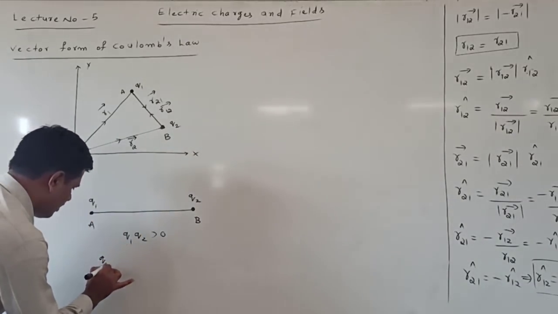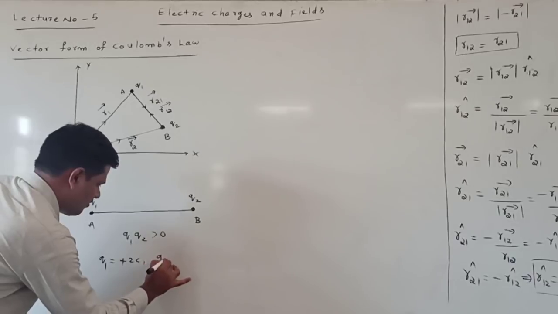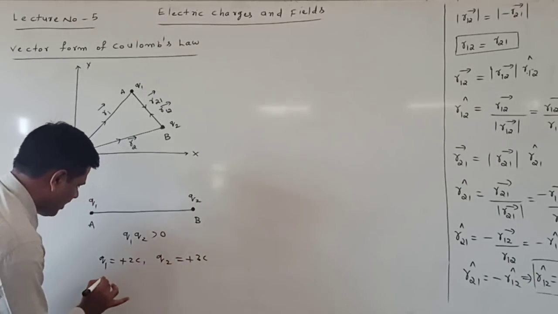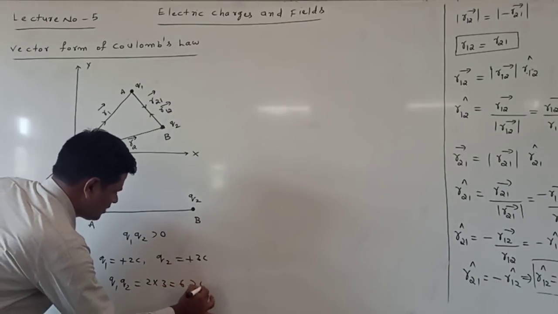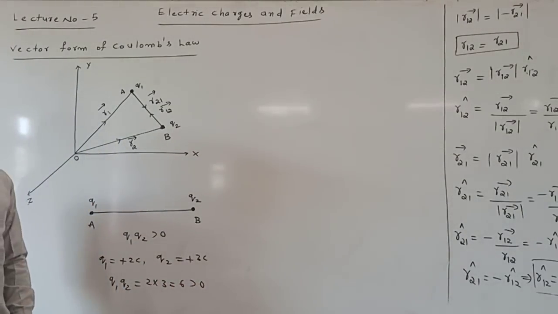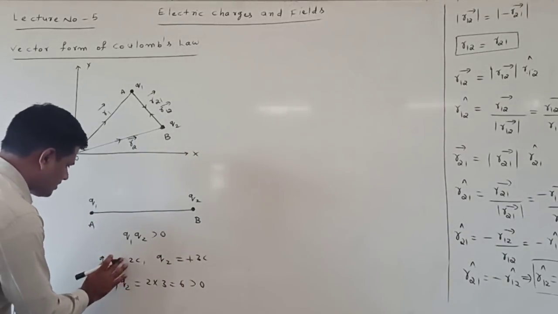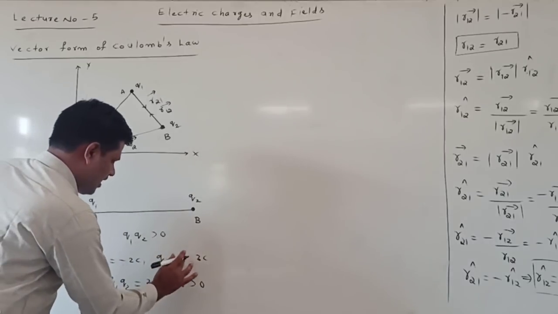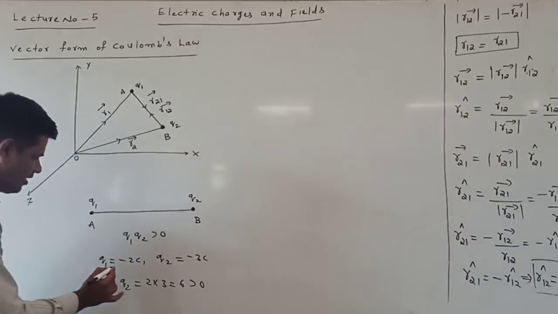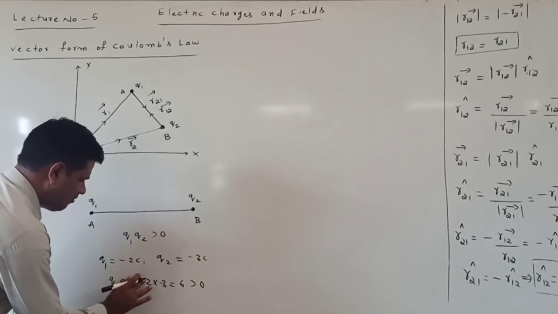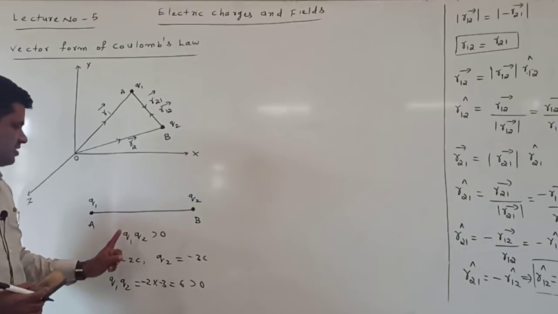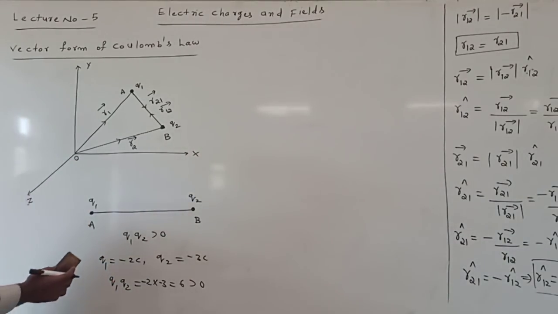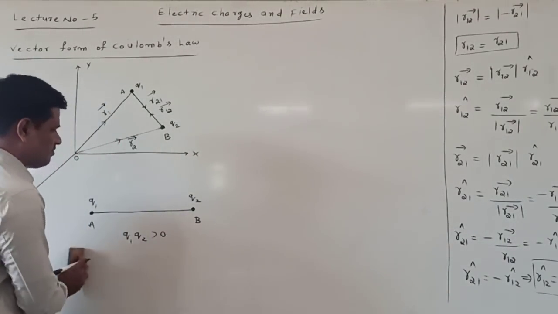Suppose Q1 equals plus 2 coulomb and Q2 equals plus 3 coulomb. We find Q1 into Q2: 2 into 3 is 6, and 6 is greater than 0. The condition is satisfied. Like charges, one is plus and the other is also plus. Suppose we take minus 2 and minus 3: minus into minus is plus 6, greater than 0. So for like charges, Q1 Q2 is greater than 0. Like charges repel each other.